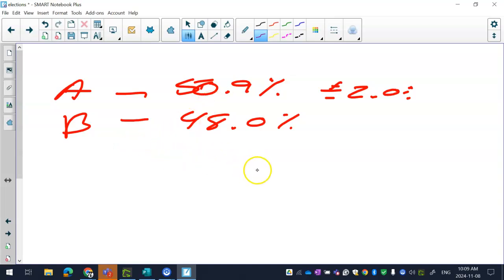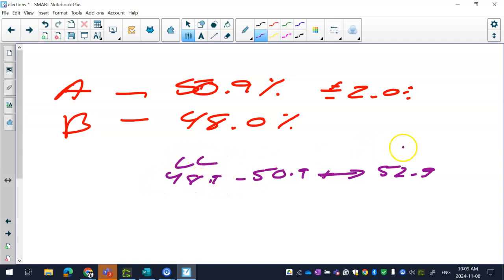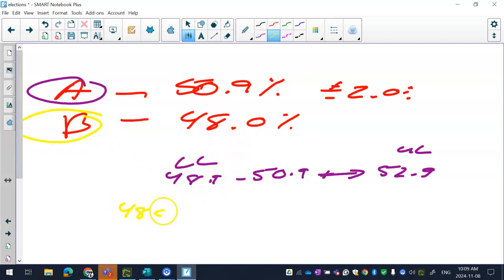So what you do is you take A, 50.9, and add 2% to get all the way up to 52.9. Then I subtract 2% to get 48.9. And that's what we call my lower limit and my upper limit for Party A. Okay. And then for Party B, I think I'm at 48%. Again, I'm going to have a margin of error of 2%. When I add 2%, I can get up to 50% of the vote, or down to 46% of the vote. So that's my lower limit and my upper limit.